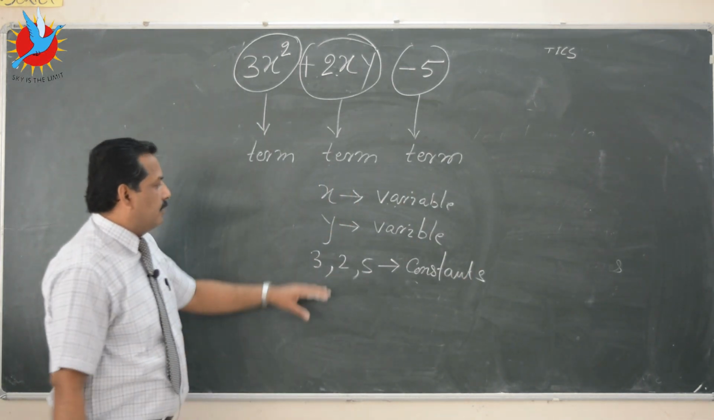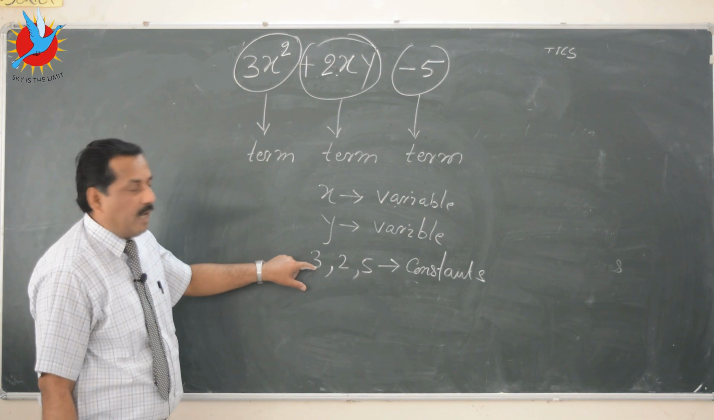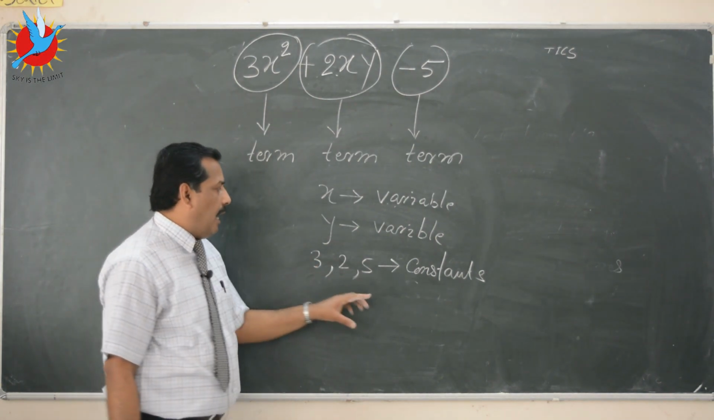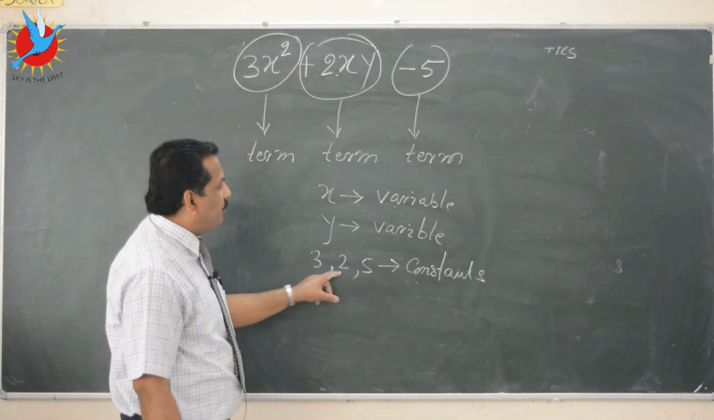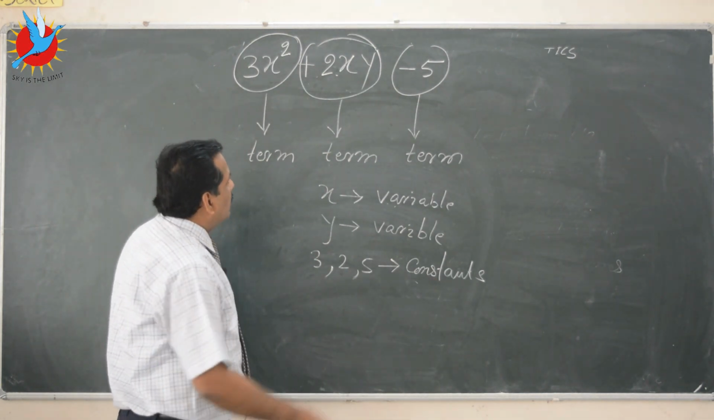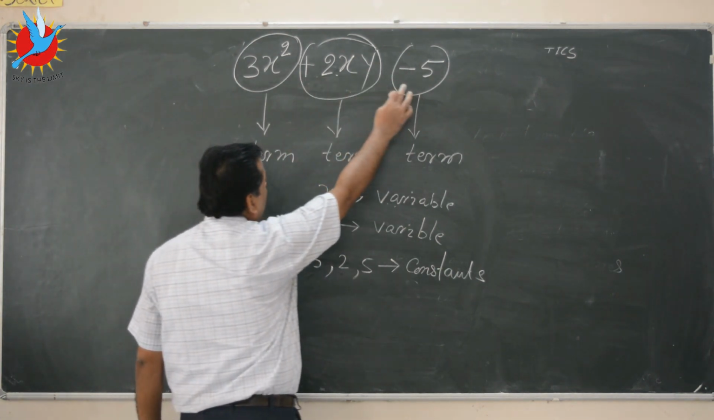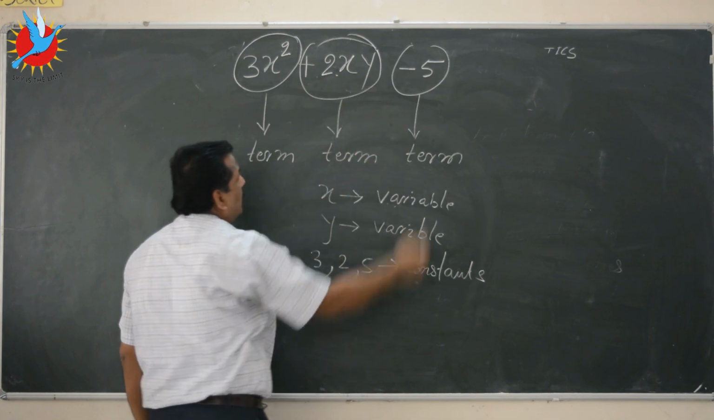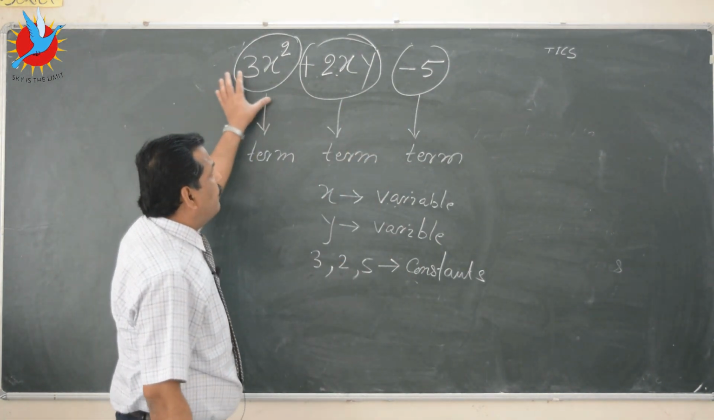So I think the meaning is clear. 3 has a fixed value, 2 has a fixed value, 5 has a fixed value, and these symbols having fixed value are known as constants. And these signs are there: mathematical operations of addition and subtraction. They are used to separate different terms.